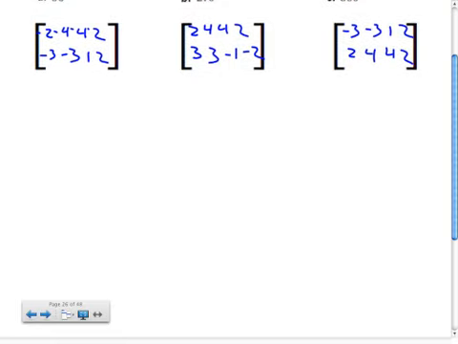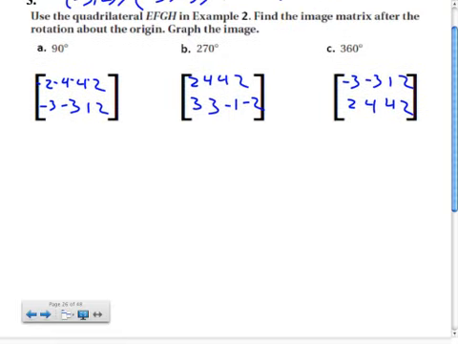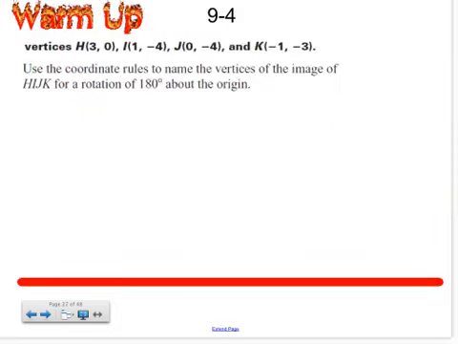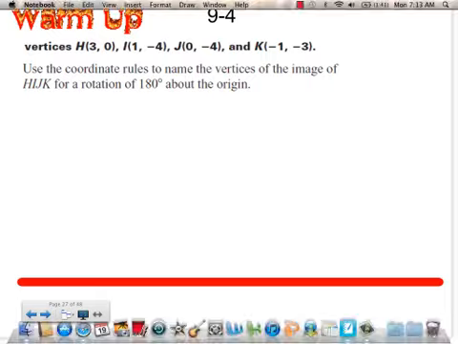And again, you guys can go ahead and graph those on your own. I'm not going to take the time here to graph them. It's just plotting points. So again, any questions you have on rotating figures, make sure you bring those to class tomorrow, and we'll go from there.